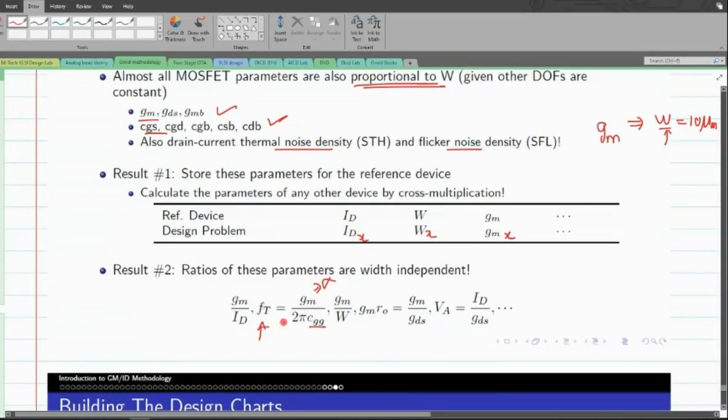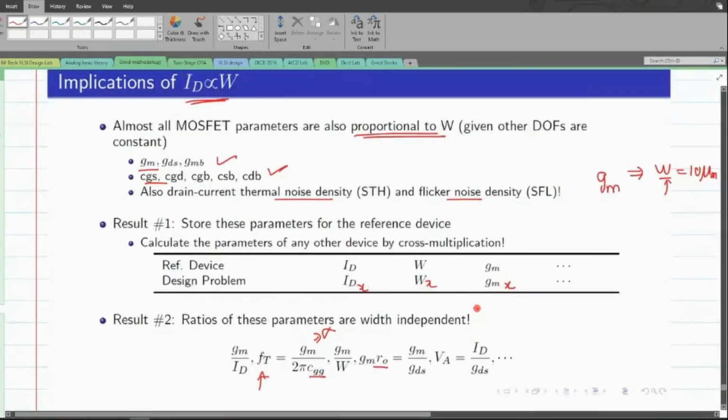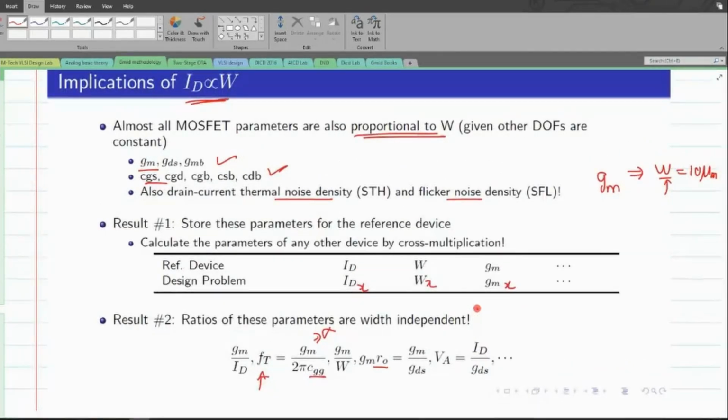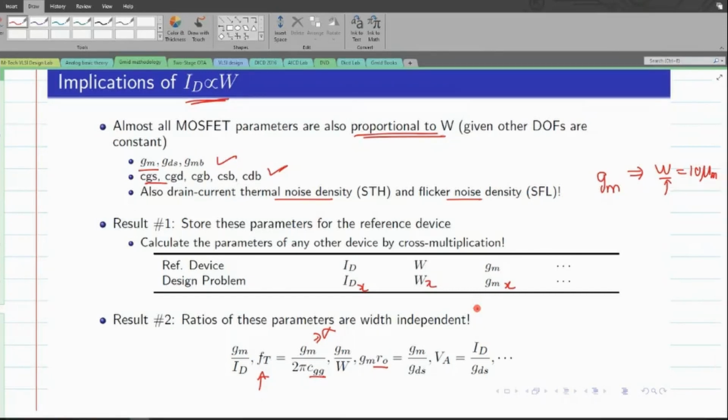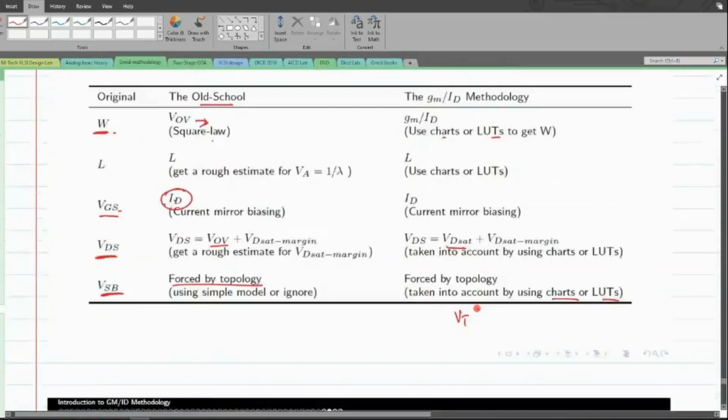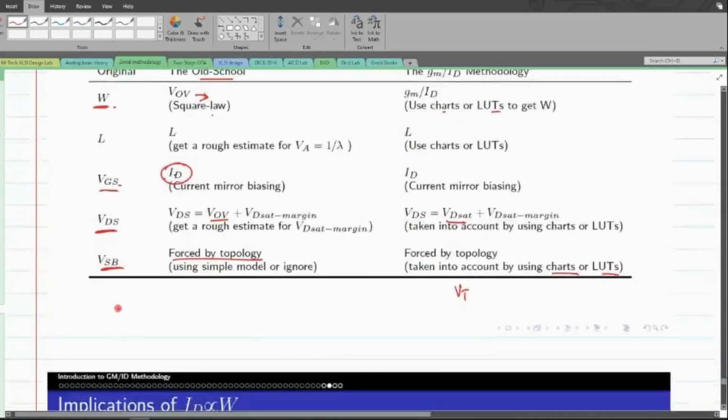It is not only this fT, we also have something like gm divided by the width, and gm times r0, because again both would depend on the value of the width, and again VA itself will become a width independent quantity if I take it as a ratio. So these are some of the added advantages of having small signal parameters which are directly proportional to the width, so that I can use any width that I want, calculate everything, and then based on our circuit specification, I can revert back in calculating these variables.